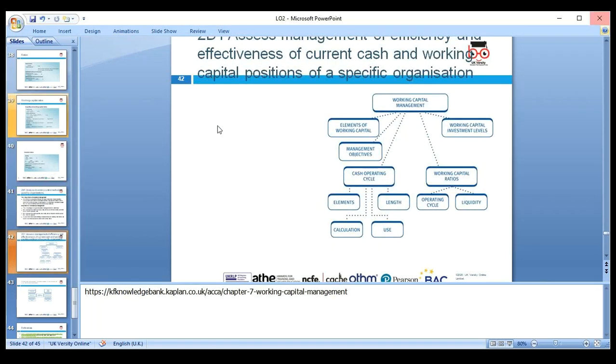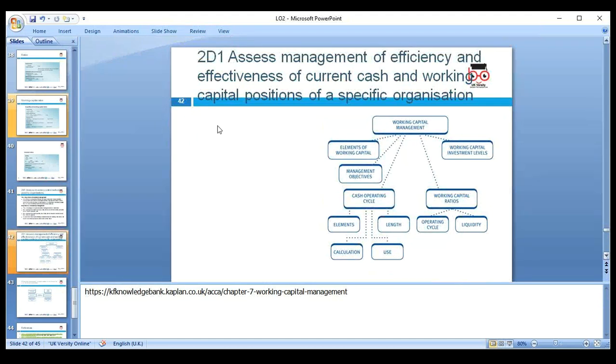Okay, then working capital means running capital. What are the elements of working capital management? Cash operating cycle, working capital ratios, all of these. To better understand this topic, and if you want to work towards the distinction criteria, I copied the link for you here, which I can show you in a minute. So you can copy and paste the link.